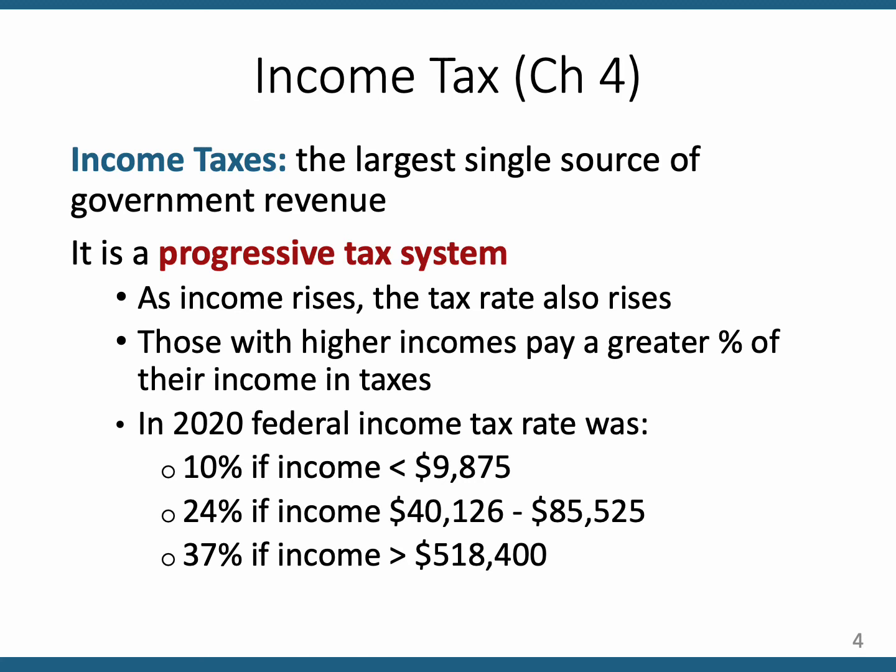And you can see in 2020, this is not all of the tax brackets, but it kind of gives you an idea. If you make $9,875 or less, so you'll be working part-time, 10% of your income is tax. 10% is what you pay in income taxes. If you make between $40,000 and $85,000, so this is a large percentage of our labor force, you pay 24%. And if you're lucky enough to make $518,400 or more, you're paying 37% in federal income tax.